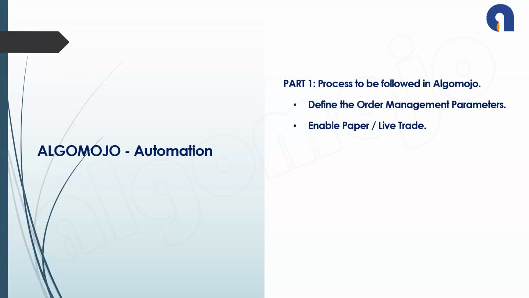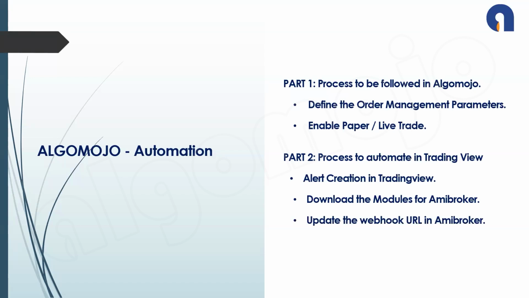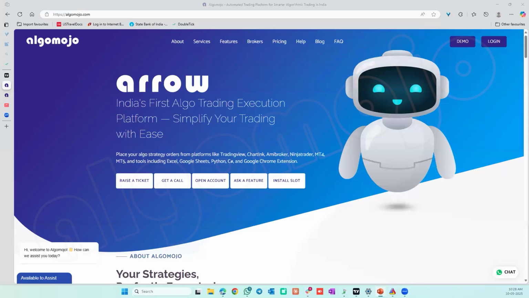So we will look at what needs to be defined in Algomojo first, and then get into, say, automation of TradingView, wherein it's a simple process of alert creation. Most of you would be familiar with TradingView or Amibroker. It's a simple plug and play kind of process. We will see some live samples. Let's look at our platform.